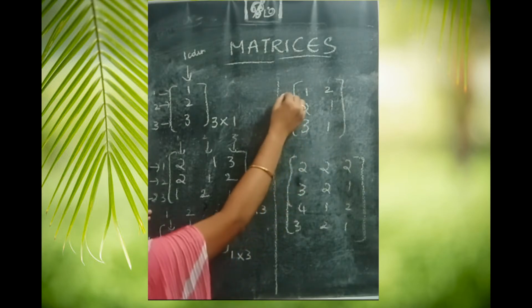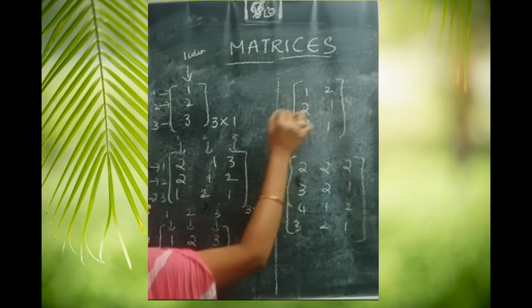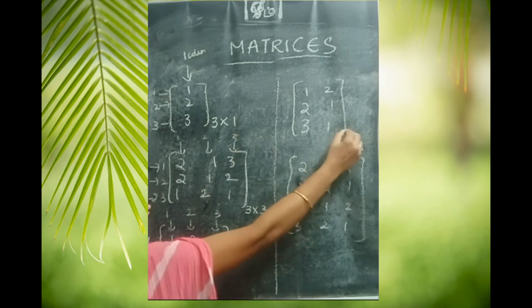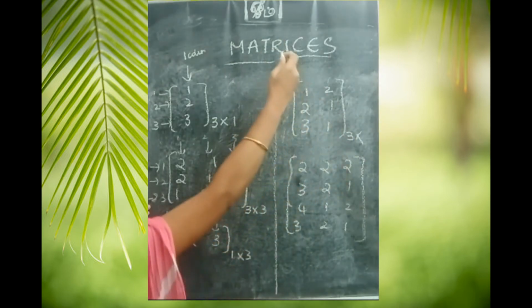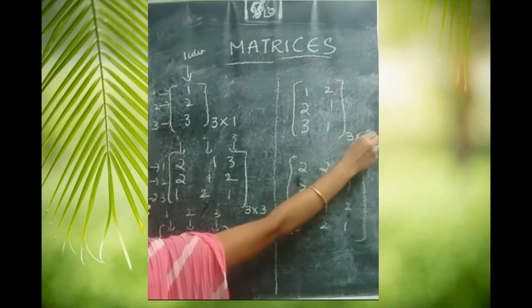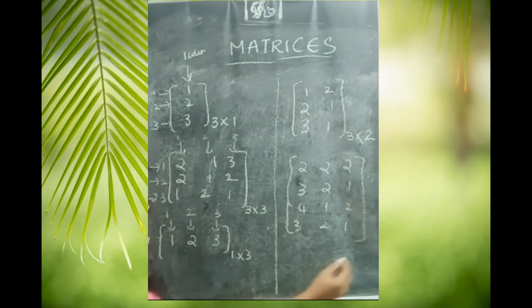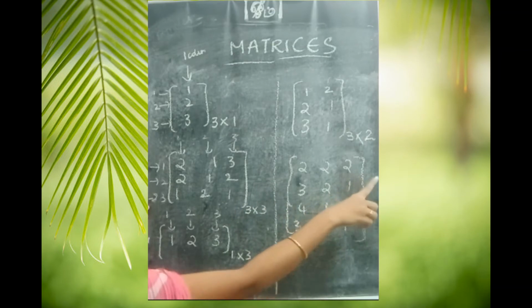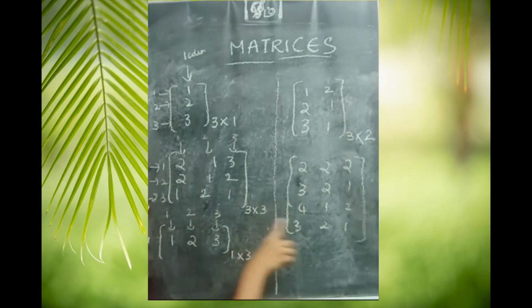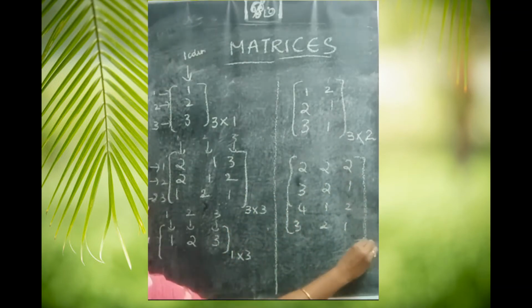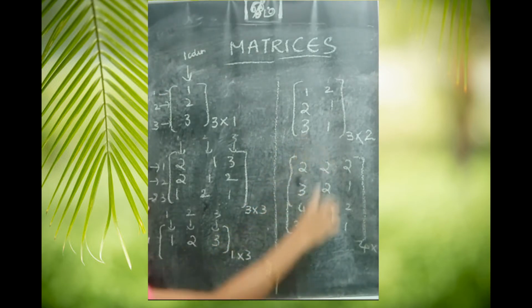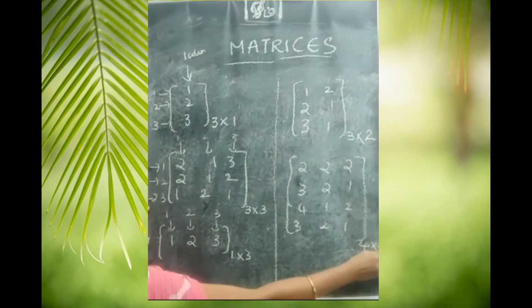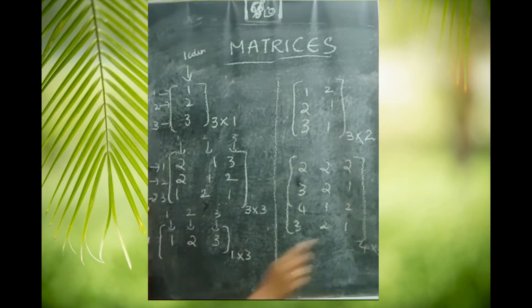Same as here. How many rows are there? 1, 2, 3. So, 3 by how many columns are there? 1, 2. Okay. Now, here. How many rows are there? 1, 2, 3, 4. 4 by how many columns are there? 1, 2, 3. So, the order of this matrix is 4 by 3.